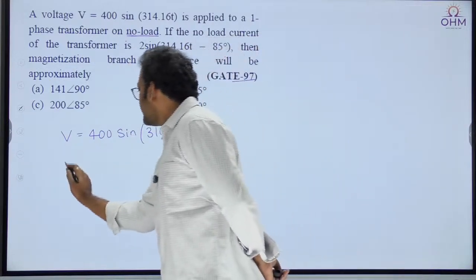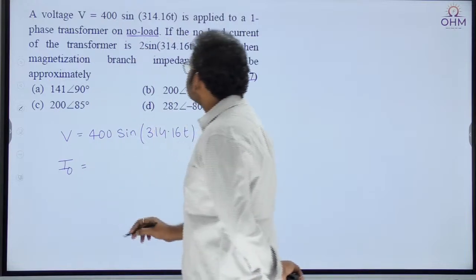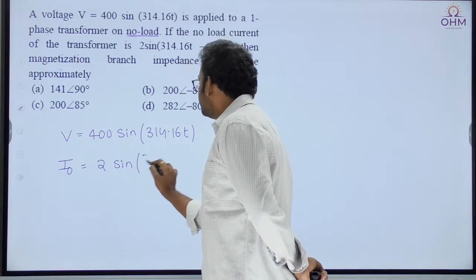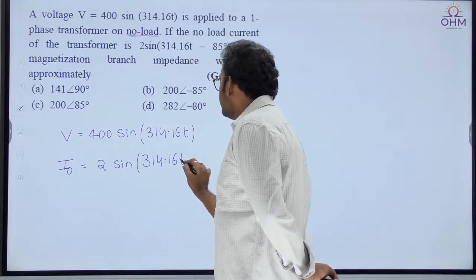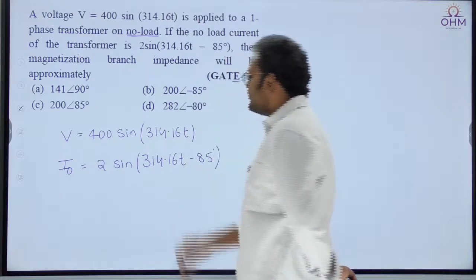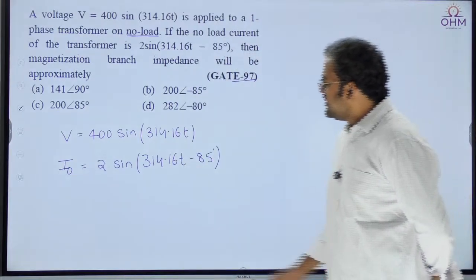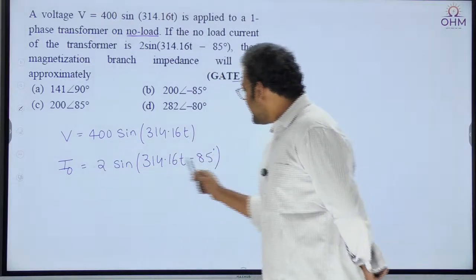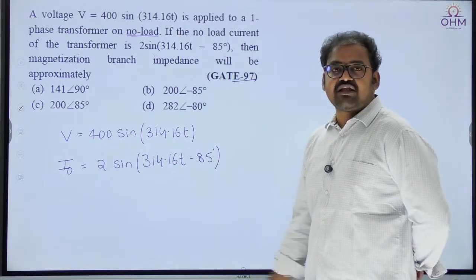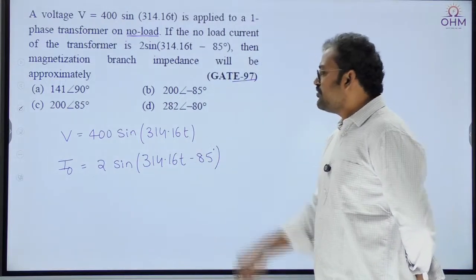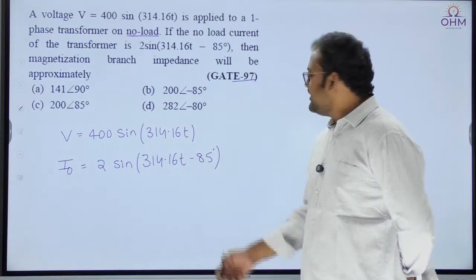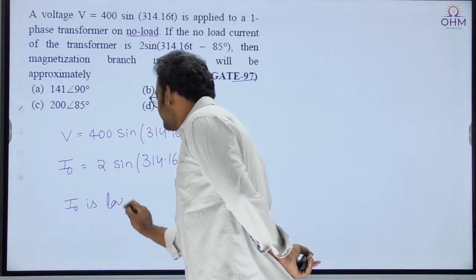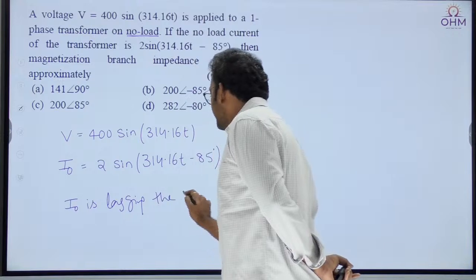That means what is the no load current? I naught is equal to 2 sin (314.16 T minus 85 degrees). You can clearly understand the supply voltage was at 0 degrees and the no load current was at minus 85 degrees. That means the no load current was lagging the voltage by how many degrees? 85 degrees. Therefore, I naught is lagging the supply voltage by 85 degrees.